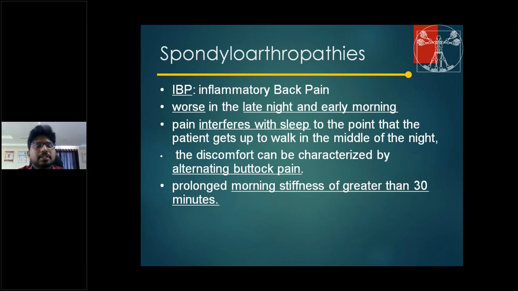They are worse in the night and early morning. Whereas mechanical back pain, what will happen? Whenever we do work, we will have back pain. If the patient complains that back pain is more severe in the morning and late night, then you have to think of inflammatory back pain. And the other thing is it interferes with the sleep. Patient will have a severe back pain during sleep and he will wake up and walk in the middle of the night. And the other thing is alternating buttock pain. He will tell right buttock pain for a few days and later he will complain of left side pain.